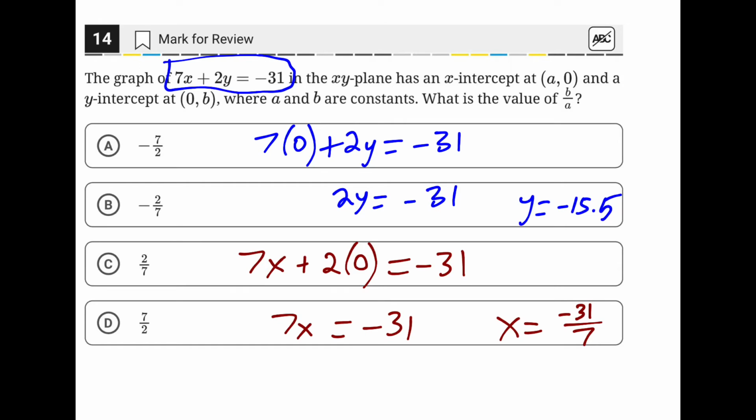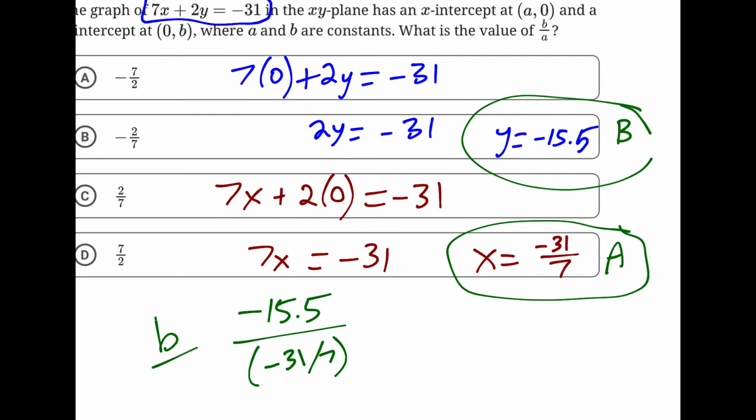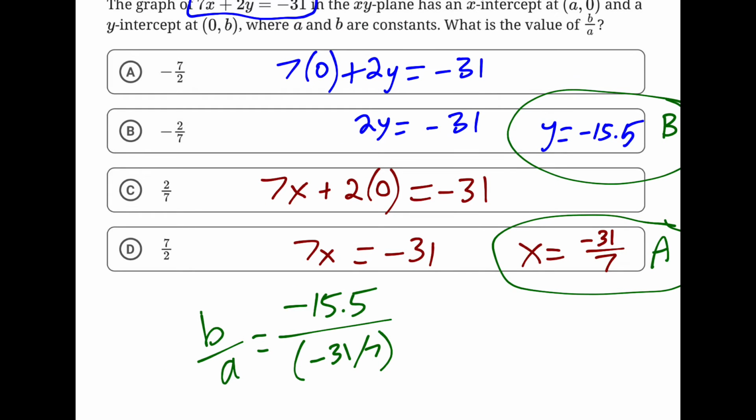And if you're paying attention to which one a and b is, a is when we plugged in a 0 for y, and b is when we plugged in a 0 for x. So b over a is equal to this fraction here. If you do that in the calculator, you get directly 3.5, which is the same thing as 7 halves.